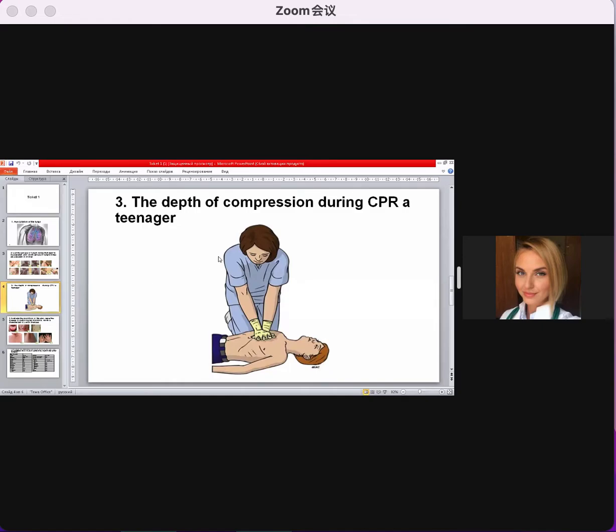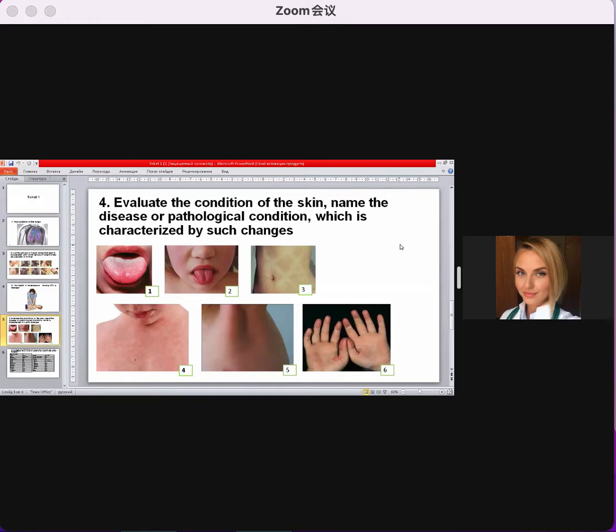Okay, next question. Evaluate the condition of the skin, name the disease or pathological condition which is characterized by such changes. So what do you think about scarlet fever? Very good. And please name all the photos that you can see. So, photo number 1. First, what we see, strawberry tongue. Yes, strawberry tongue with white plaque in the acute phase of the scarlet fever.